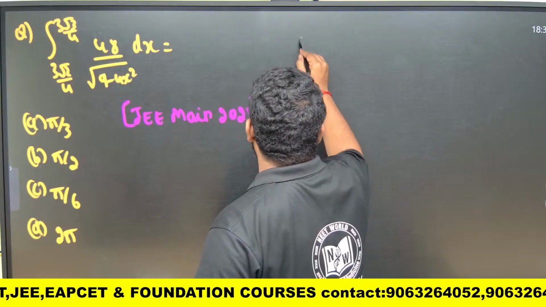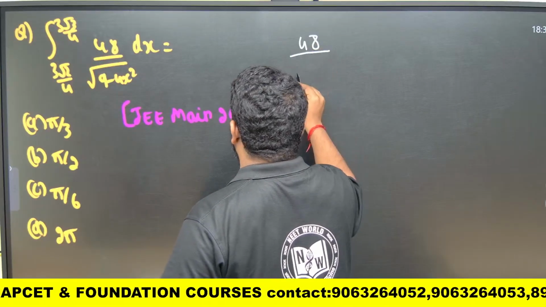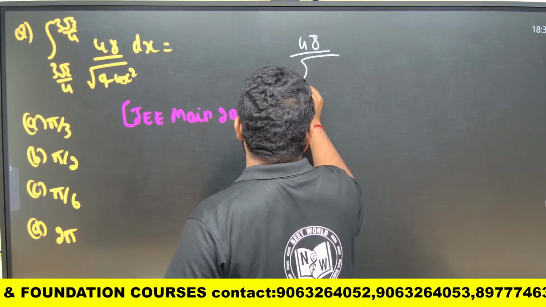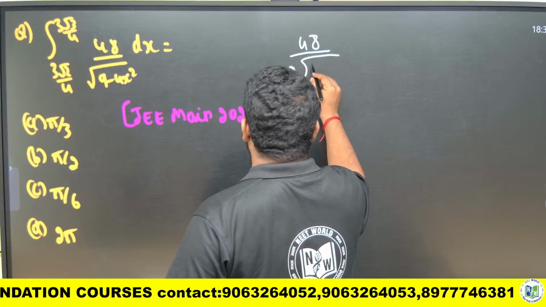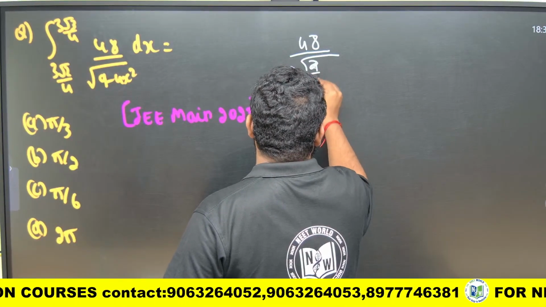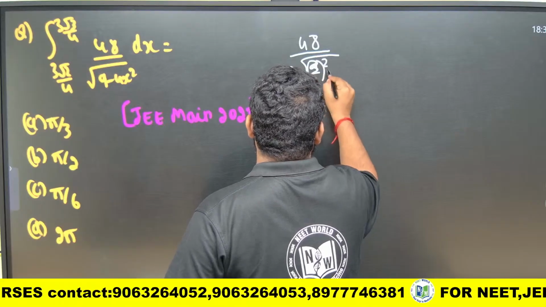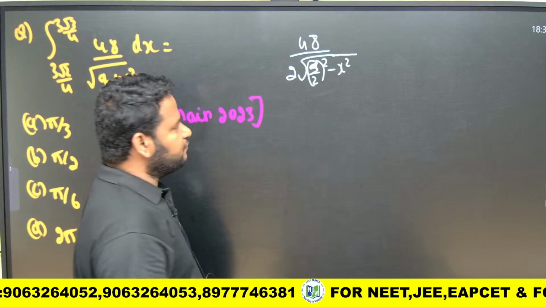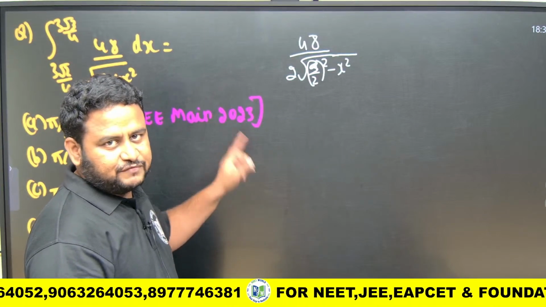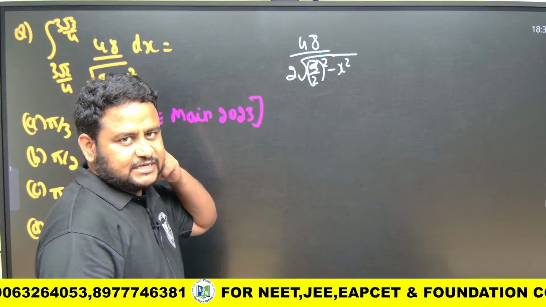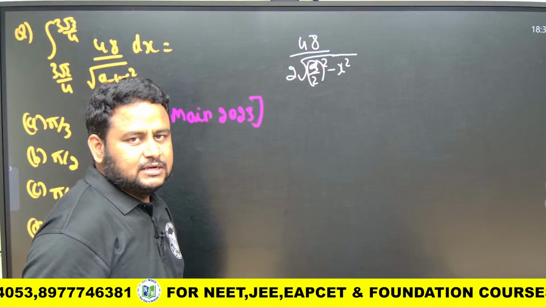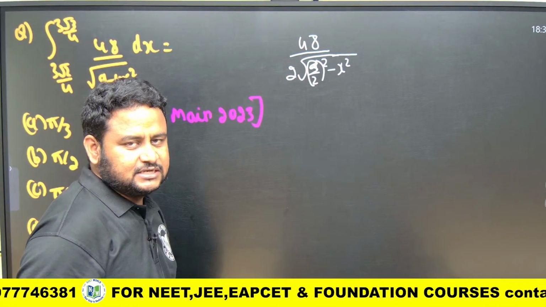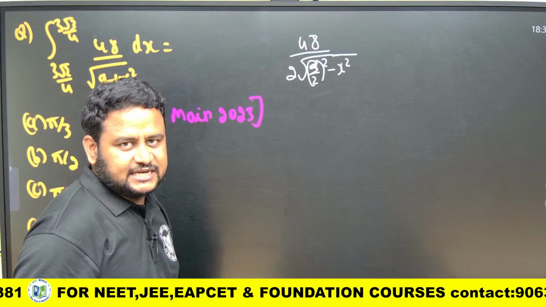So this will become what, friends? 48 divided by square root of 4. If I take it outside, this will become 2. This will become what? 9 by 4, or I can write it as 3 by 2 whole square minus x square. These are of what form? Square root of a square minus x square. So square root of a square minus x square, how do you solve it? Integral of 1 by square root of a square minus x square is nothing but equal to sine inverse of x by a.